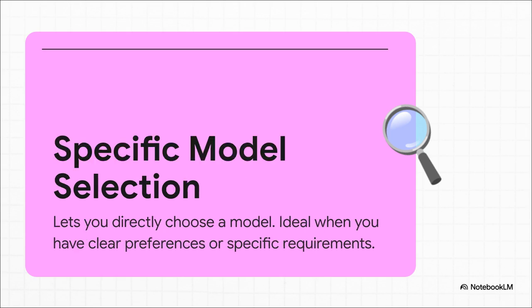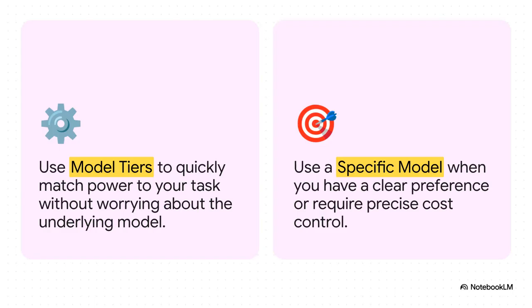It's that simple. Now, on the other hand, selecting a specific model is for the expert. It's for when you have a strong preference for how a particular model thinks, or when your task just perfectly aligns with what that model is known to be good at. This is all about precision and that granular, fine-tuned control. So here's the simple breakdown. For probably 90% of your work, just use the tiers. It is the fastest, easiest way to match power to your task. Only switch to a specific model when you have a really good reason to, like you absolutely need its unique strengths, or you want the most precise cost control you can possibly get.